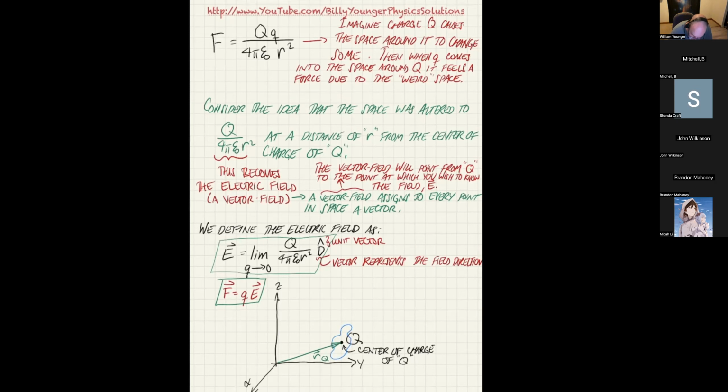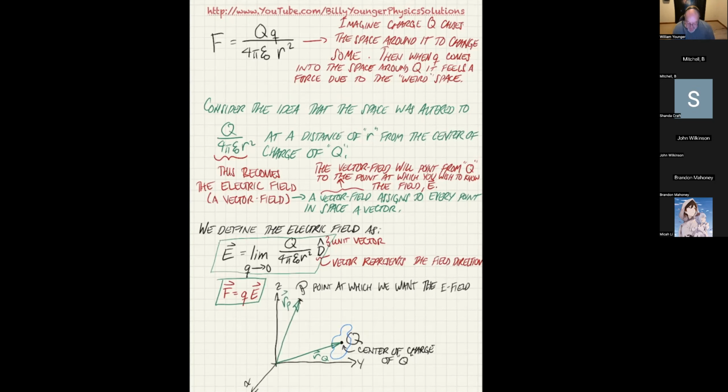Now I'm going to put another point over here. And this I'm going to label P as the point at which we want the E field. Okay, so here I'm going to draw another vector, and that's R sub P vector.